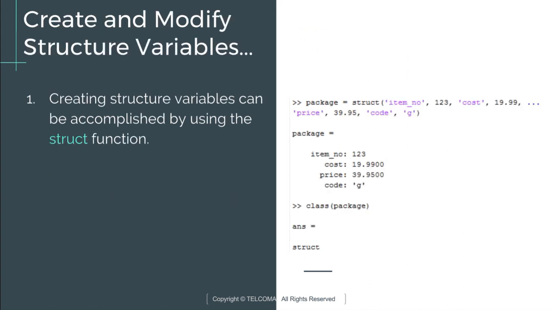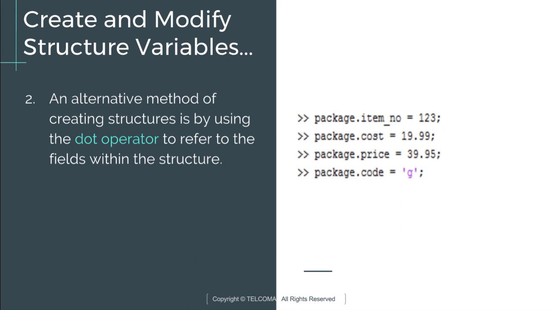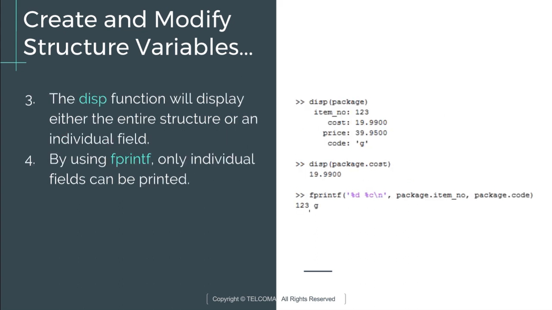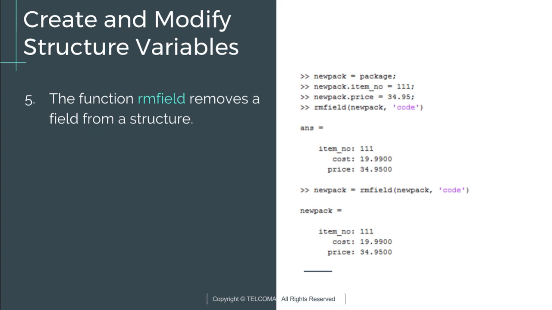Next is creating and modifying structure variables. Now, to create structure variables, we can use the function struct. An alternative method of creating structures is by using the dot operator to refer to the fields within the structure. The disp function will display either the entire structure or an individual field. Now, by using fprintf, only individual fields can be printed. The function rmfield removes a field from a structure.